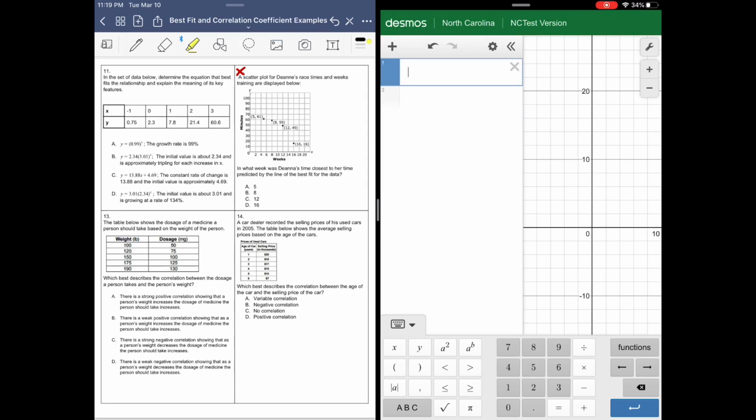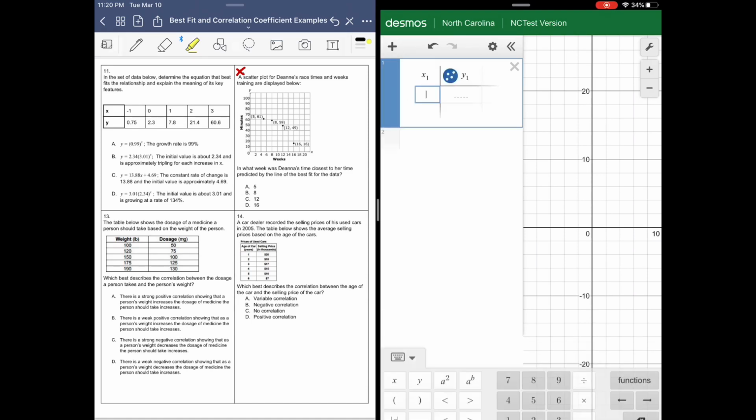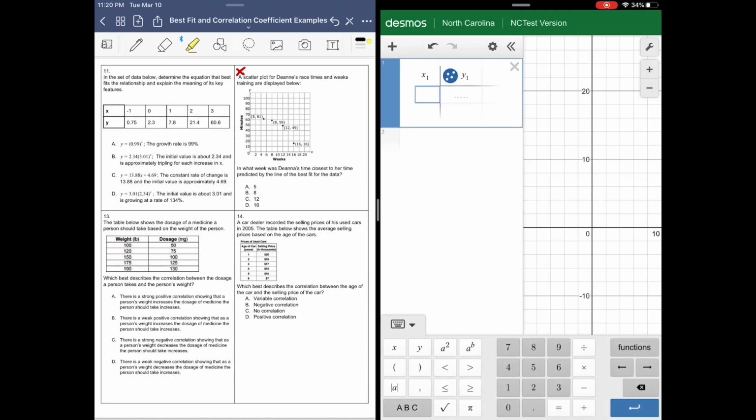All right, now, the set of data below, determine the equation that best fits the relationship and explain the meaning of its key features. So we aren't necessarily told if this one should be exponential or if it should be linear. So let's find out how we can tell. All right, so I'm going to put this table in. Remember, your x values are on the top. I want you to be putting this table in with me.